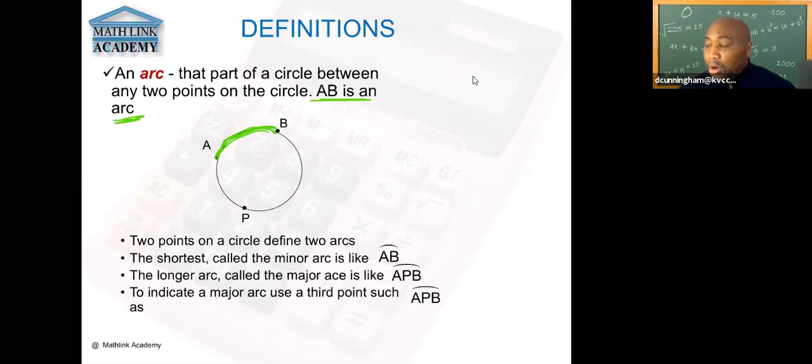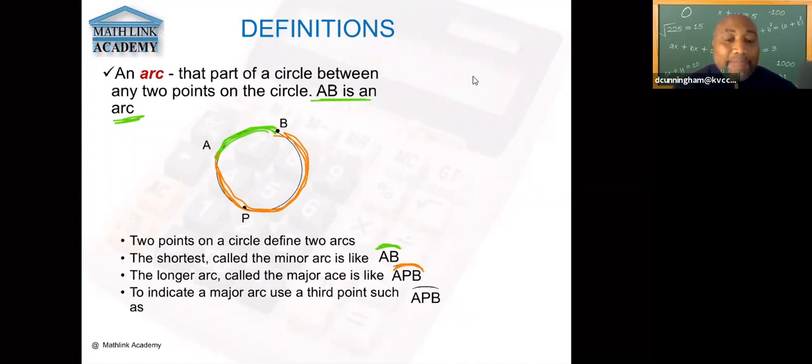The shorter is called the minor arc. So AB is a minor arc. But I'm going to use a different color. Let's use orange. Orange will stand out. Look at this. The longer arc called the major arc is like A, P, B. That's what's in orange. That is called a major arc. Notice a major arc is bigger than a minor arc.